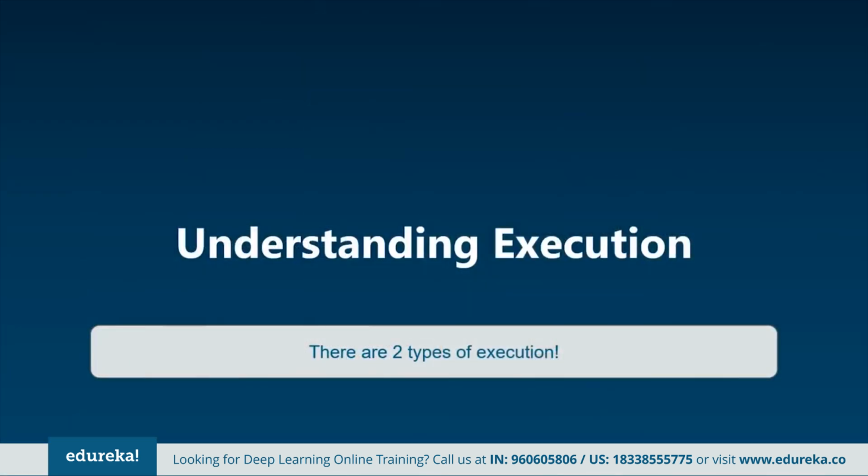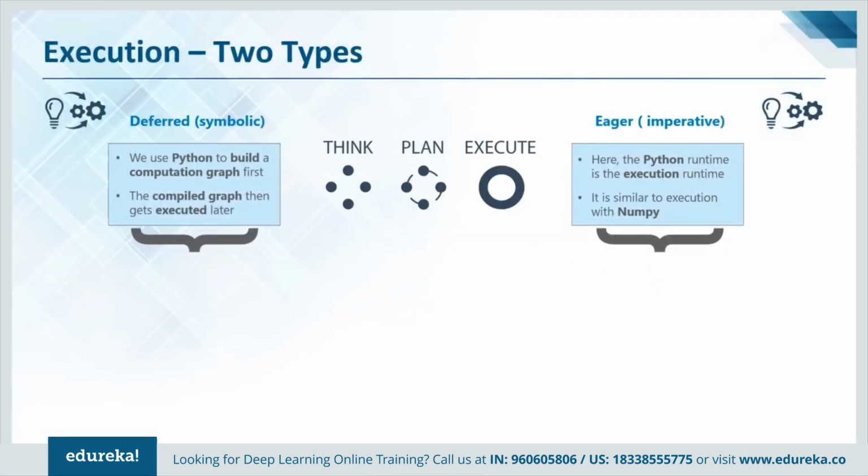So moving on, we need to understand the two basic types of execution in Keras, deferred and eager execution. It is also called symbolic and imperative execution. Well, with deferred, we use Python to build a computation graph first, like we previously discussed, and then this compiled graph gets executed. With eager execution, there is a slight change, guys. It is here that the Python runtime itself becomes the execution runtime for all of the models. It is very similar to execution with NumPy. So if you're familiar with NumPy, then it's a cakewalk, guys.